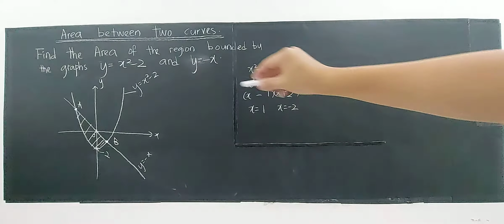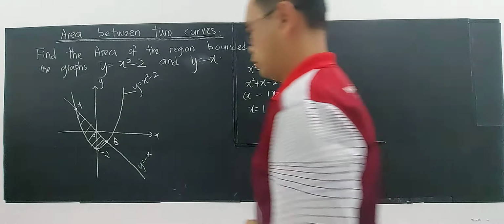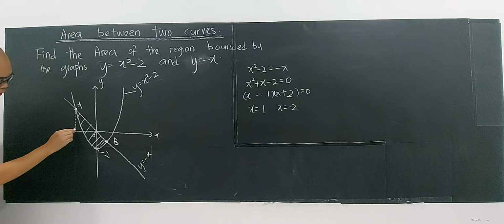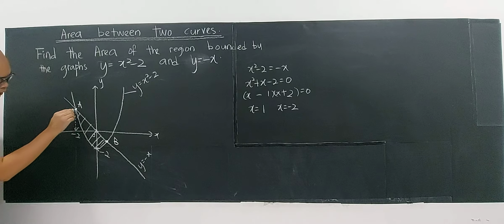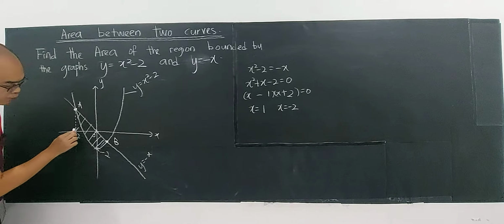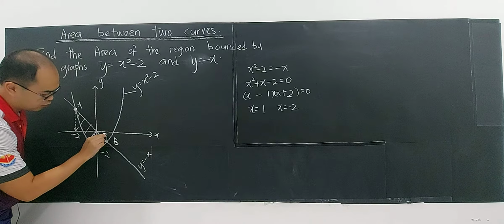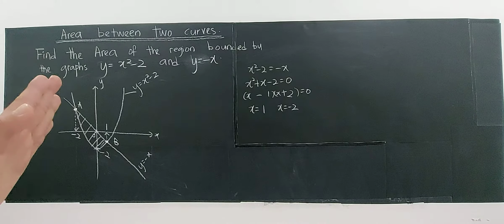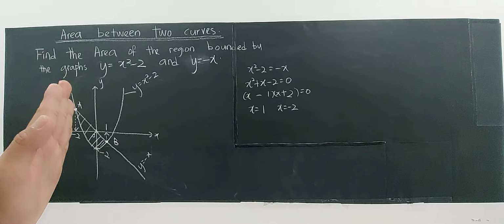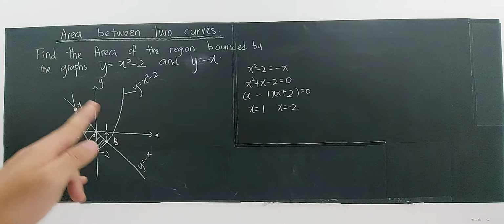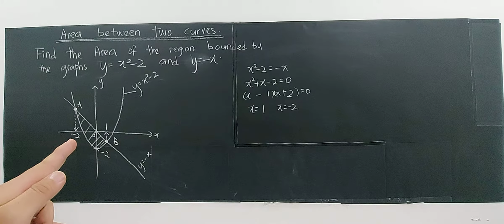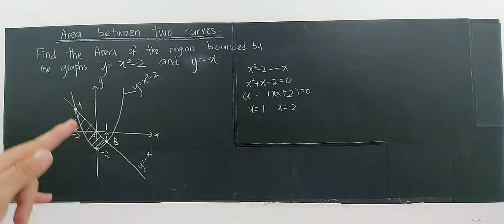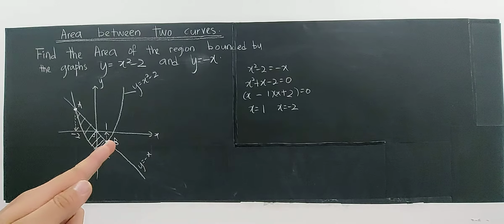So negative 2 will be on this side, okay? Point A is negative 2, which means that the value of x here is negative 2 up to 1, right? So now we know that the region bounded by these two graphs is enclosed from x equals negative 2 up to 1.